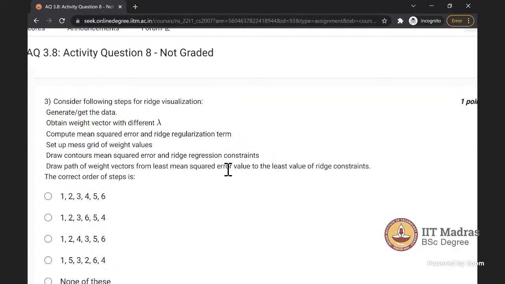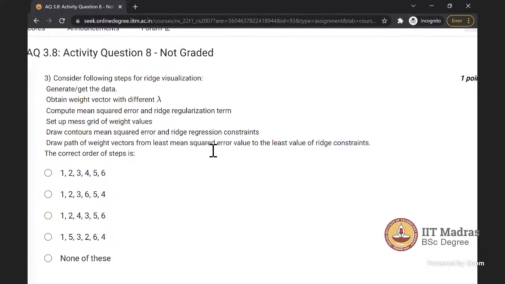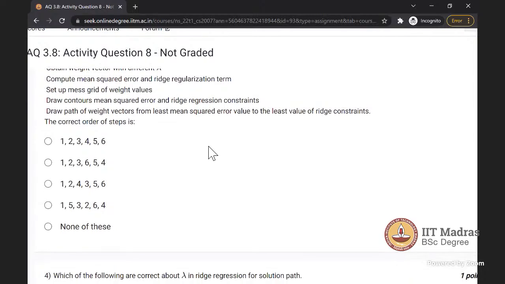Question number 3. Consider the following steps for ridge visualization. Generate or get the data, obtain weight vector with different lambda, compute mean squared error and ridge regularization term, set up mesh grid of weight values. Draw contours of mean squared error and ridge regression constraints. Draw path of weight vector from least mean squared error value to the least value of ridge constraints. The correct order of the steps is.